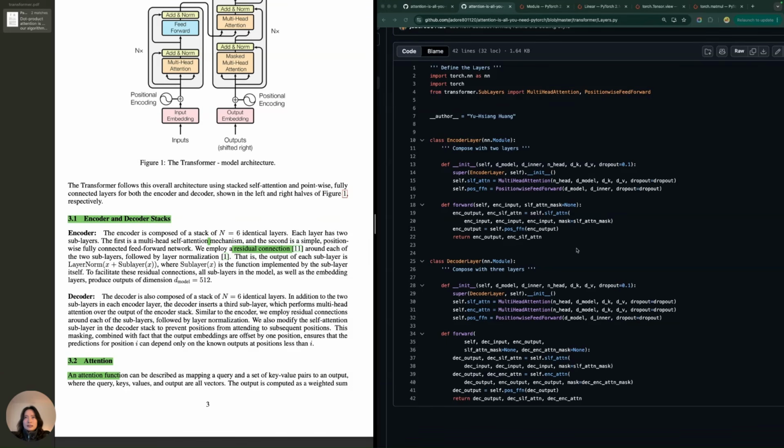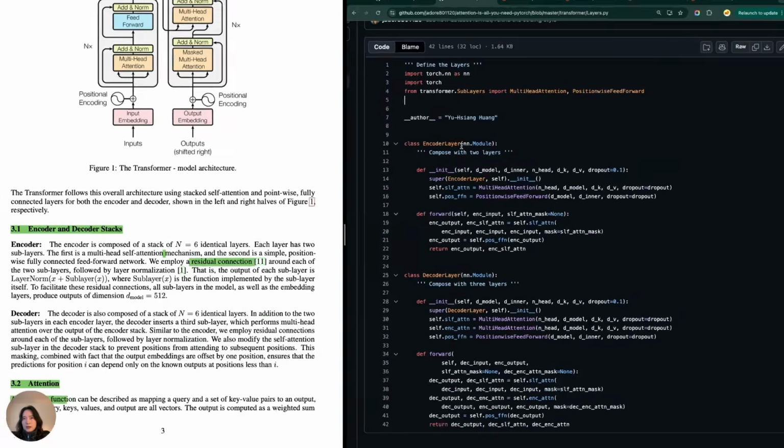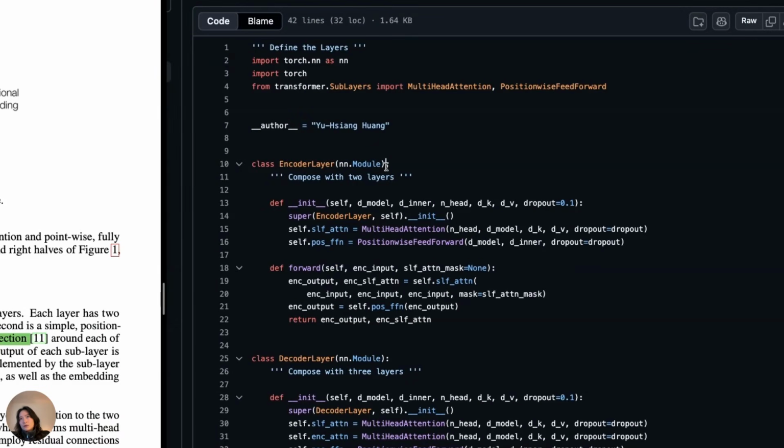Let's see how this encoder layer is constructed. We can see there is nn.Module, the torch neural network Module. What is this?